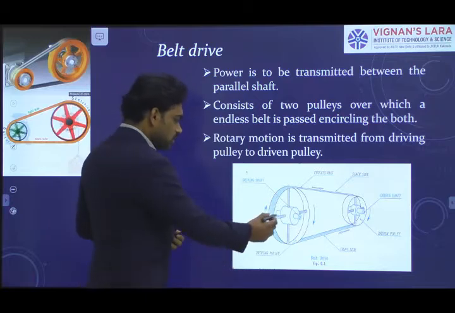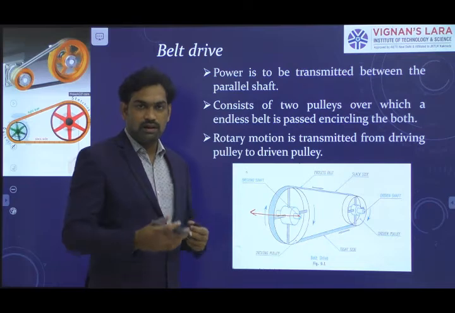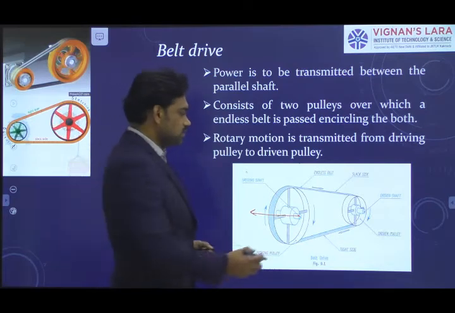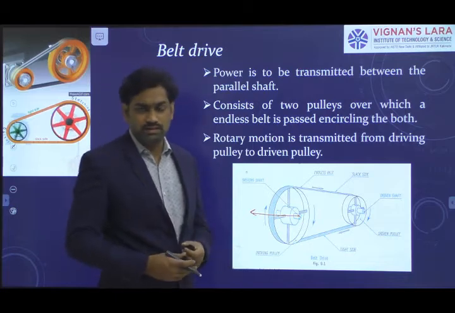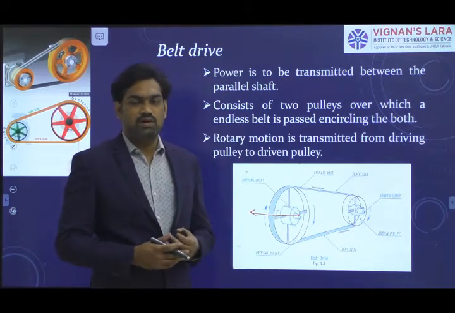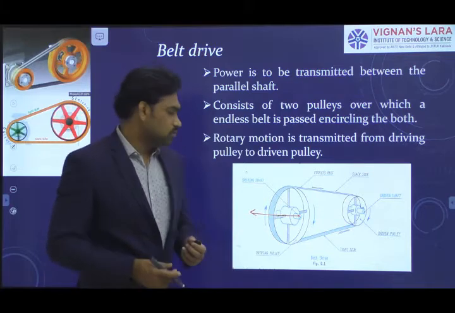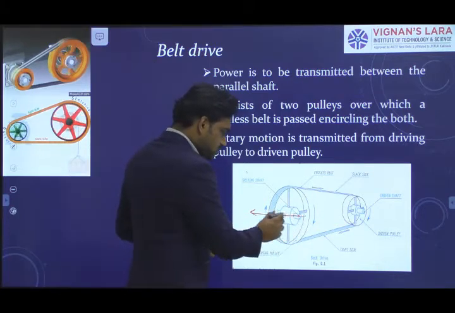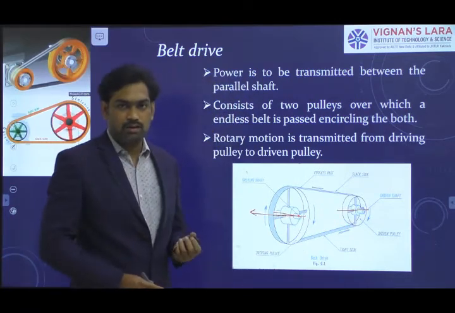You can observe here, this is one of the shafts that we connect to the power source, and this is the other shaft where we need to utilize the power. These belt drives are majorly used to transmit power where the shafts are parallel. If you observe here, this is the axis of shaft 1 and this is the axis of shaft 2. Both the axes are parallel to each other.